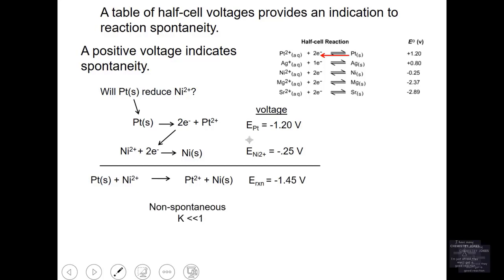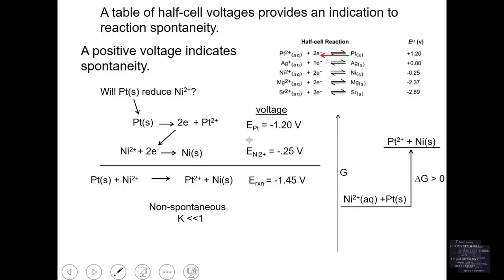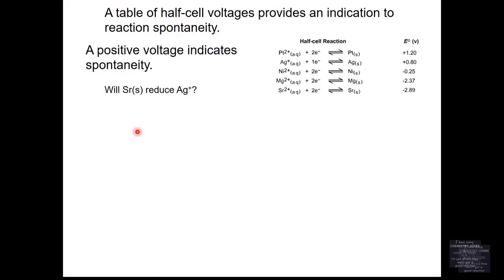This reaction is non-spontaneous. So if we think about that on an energy plot, what that means is the reactants are lower energy than the products. It gives you a positive delta G. It also means electrons prefer to be on platinum rather than nickel. Electrons are more stable on platinum than they are on nickel. Let's work on another example.